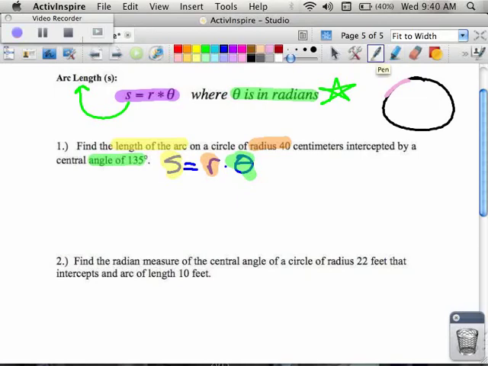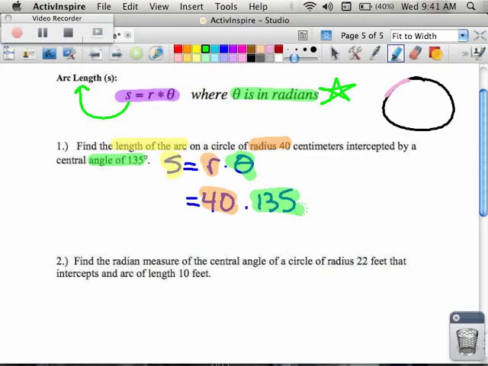So I start plugging some stuff in. I'm looking for the yellow highlighted thing. The radius they tell me was 40. And then the angle they tell me was 135. And if I multiply those two things together, I should end up with my answer, correct? No. Why? The angle has to be in radians. So if you just multiply those two numbers, game over for you. Has to be in radians.